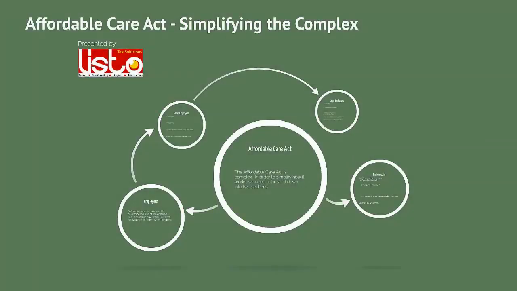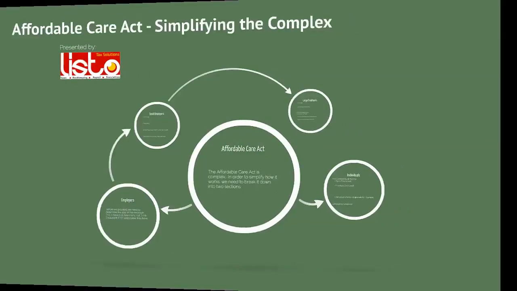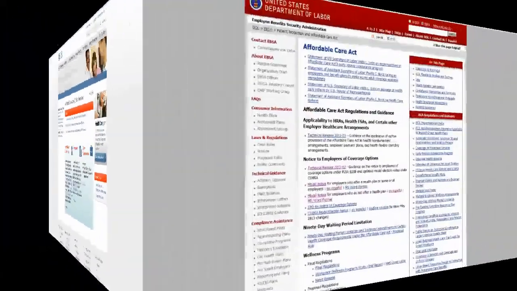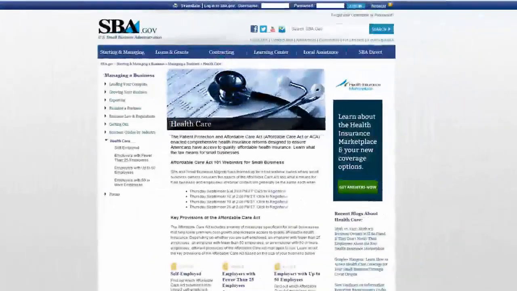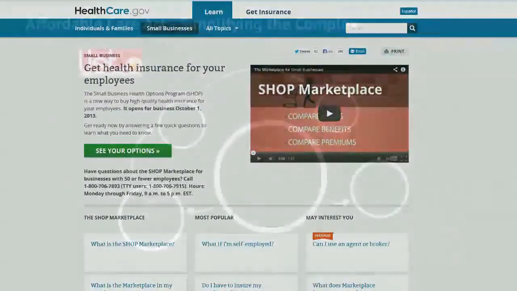In this lesson, our goal is to simplify the complex Affordable Care Act. The Affordable Care Act is quite lengthy. In fact, to create this presentation, we had to combine information from many different sources, including the IRS website, Department of Labor, Small Business Administration, and healthcare.gov, just to name a few.